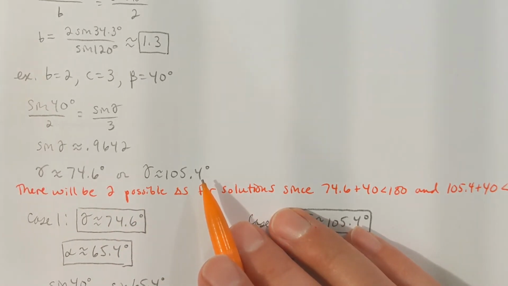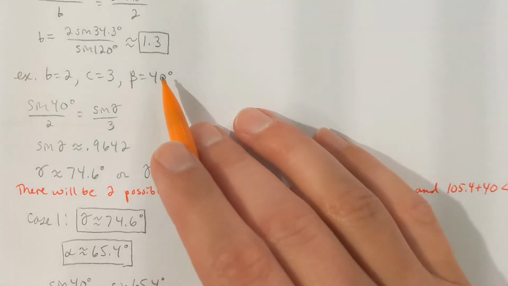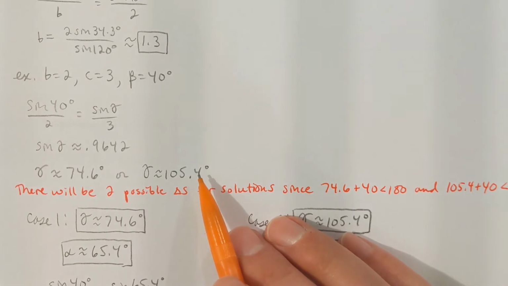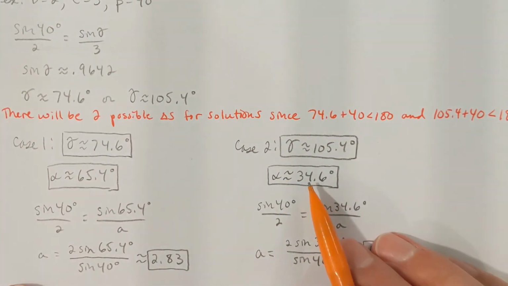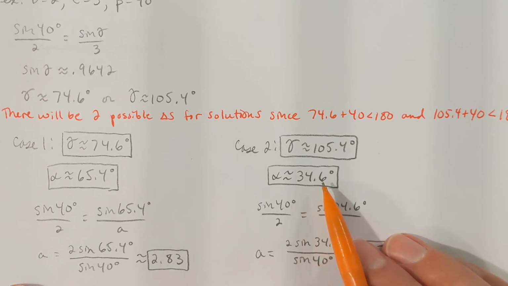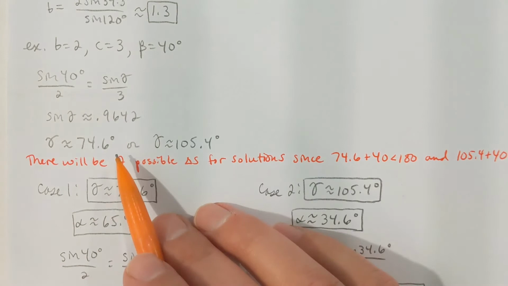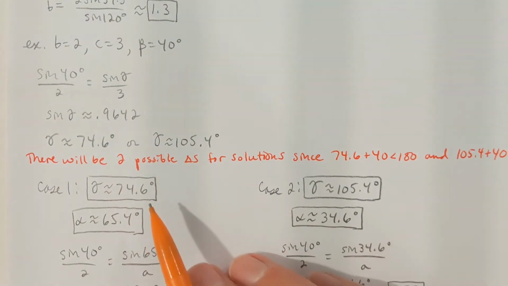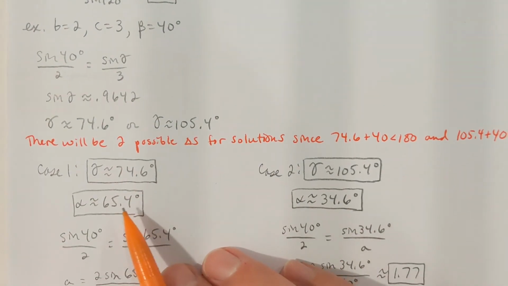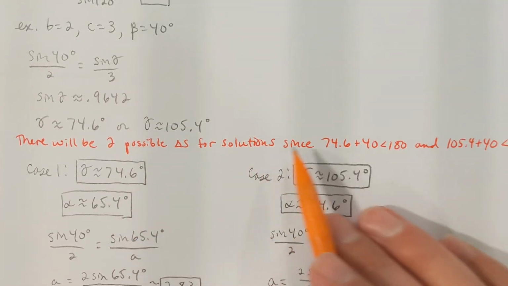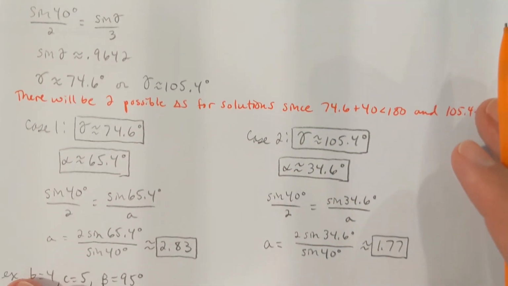And yeah, that's a possibility, right? Because if I had an angle that is 40 degrees and then another one that is 105.4 degrees, like I'm not above 180 degrees yet. Alpha in that case would be 34.6 degrees. Now if beta is 40 degrees and gamma is 74.6 degrees, then alpha would be 65.4 degrees, right? So there's going to be two possible triangles here to consider, two different solutions.